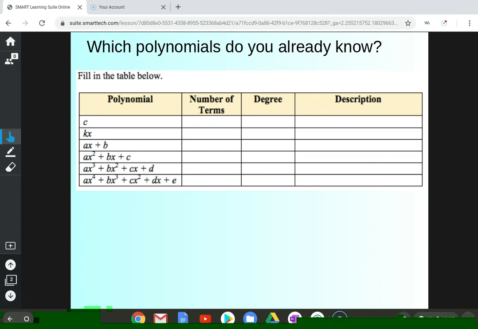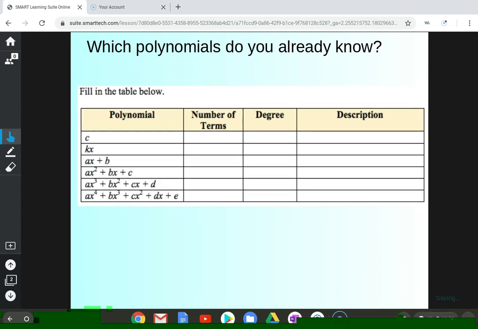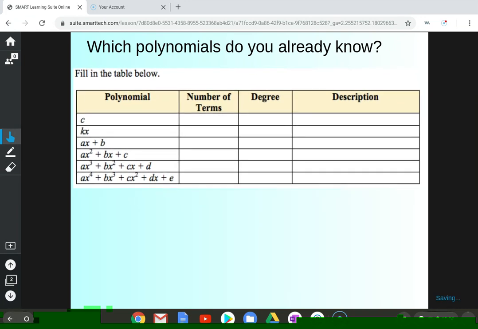So first thing we're going to talk about, you might already know some polynomials. So in the table below, which I'm going to fill out for you, we're going to talk about the number of terms, the degree, and the type of the polynomial that it is. So this first one, which is just the letter C, traditionally in math, C represents just a constant. There is only one term.